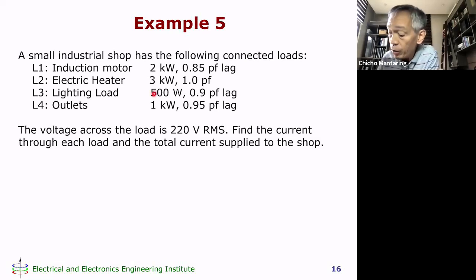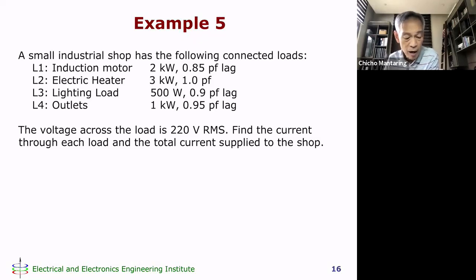And then my lighting load, I have 500 watts of total lighting, and the total lighting was determined to be operating at a power factor of 0.9 lagging. And I also have outlets, and the typical load that my outlets pose is 1 kilowatt at 0.95 power factor lagging. The voltage across the load is given in RMS, 220 volts RMS. So the problem is to find the current through each load and the total current supplied by the shop.